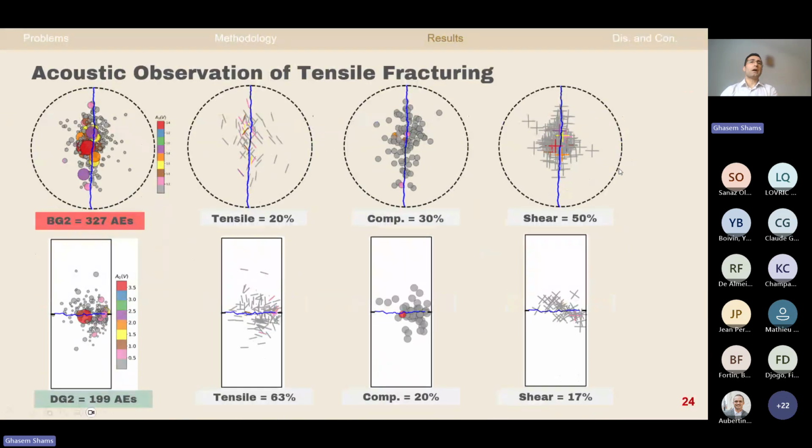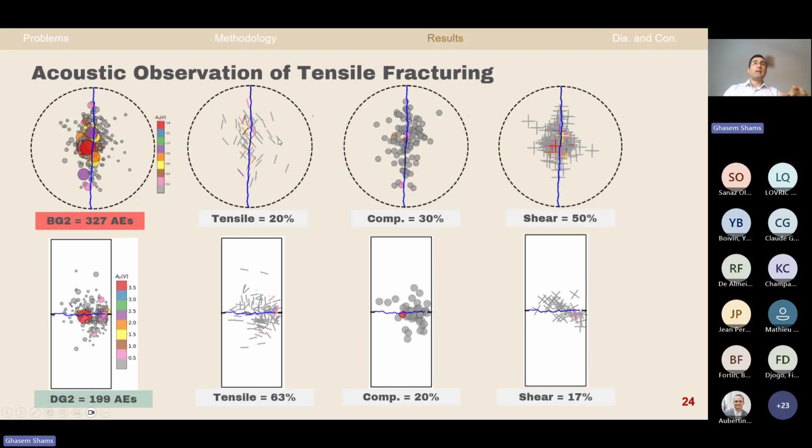But why? Here I try to explain the reason. On the left side panel, you have one Brazilian specimen and one direct tensile specimen. The Brazilian specimen shows microcracks detected by acoustic emission. The size and color of the cracks show the amplitude, energy or magnitude of the microcracks. The bigger or the more red microcracks mean that they produce higher energy. They are stronger. Keep it in mind.